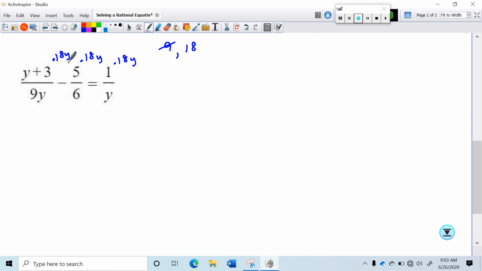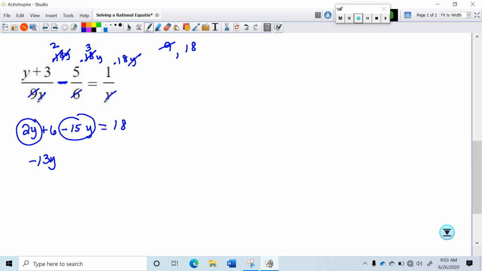Okay, for the first fraction, y cancels with y. 18 divided by 9 is 2. Now this 2 has to be times everything over here. So 2 times y is 2y, and 2 times 3 is 6. The next fraction, I have 18 divided by 6 is 3, and this is a negative here. Negative 5 times 3 is negative 15, and I've got a y there that didn't cancel. Equals, y cancels with y, 1 times 18 is 18. So 2y, take away 15y is negative 13y, plus 6 equals 18.